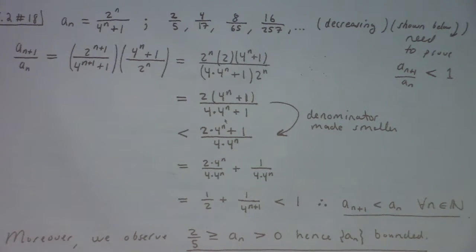And you can see that it's bounded above by 2/5, the first term. It's bounded below by 0 too, right? Because this is a positive sequence. So by the bounded monotonic sequence theorem, the limit of this is what? It's decreasing, it's bounded below by 0. What's that? Mm-hmm.